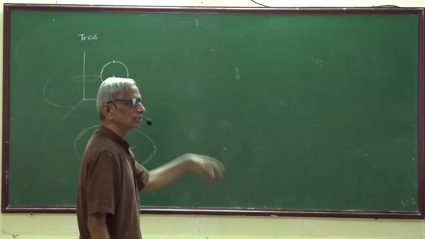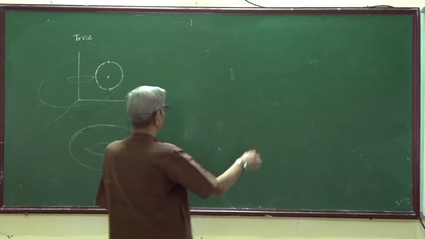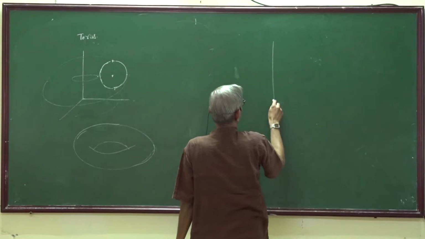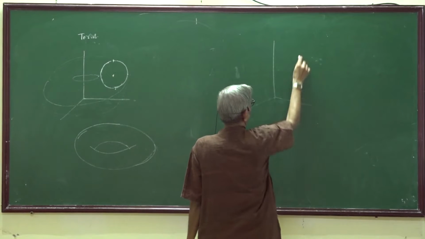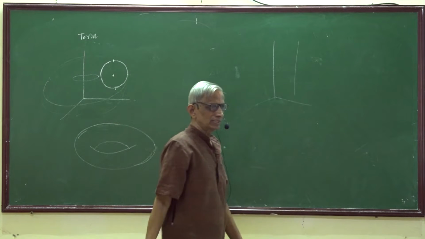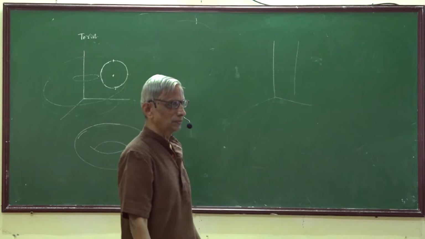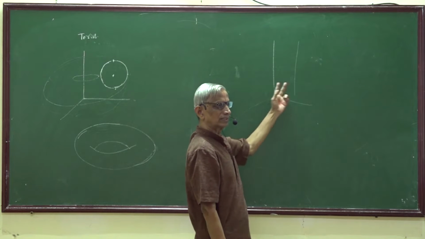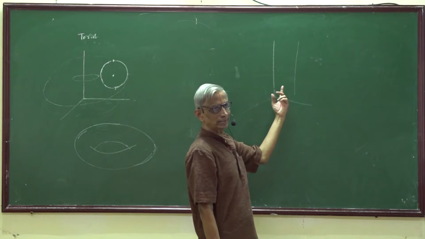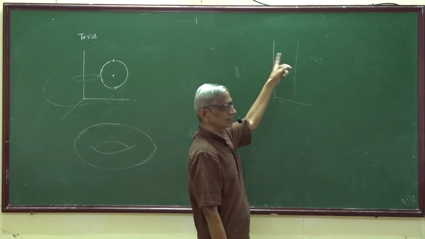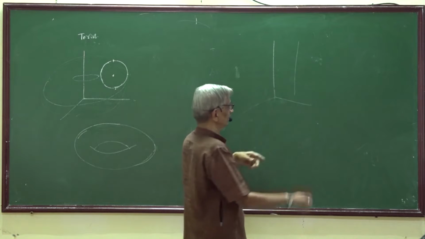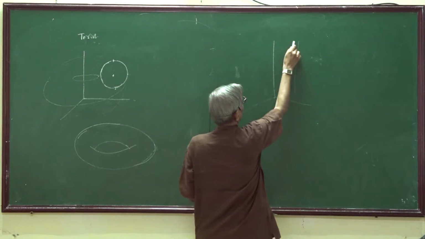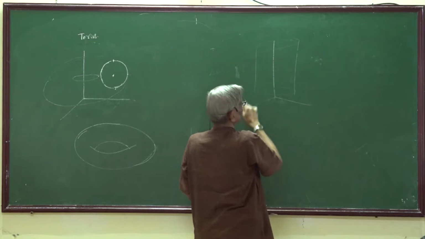So another surface of revolution is just take a straight line parallel to the z-axis, rotate. So what are you going to get? A circular cylinder, right? Like that.